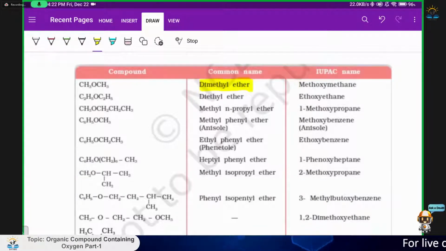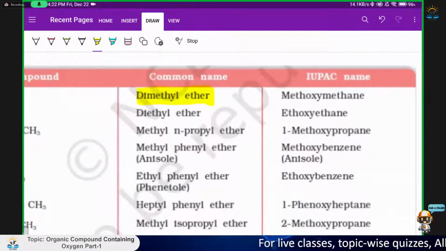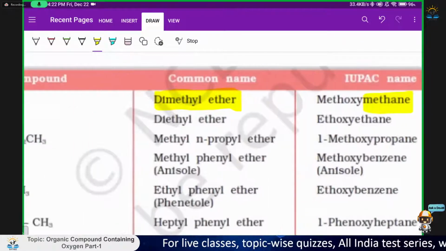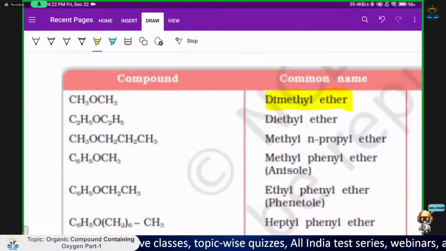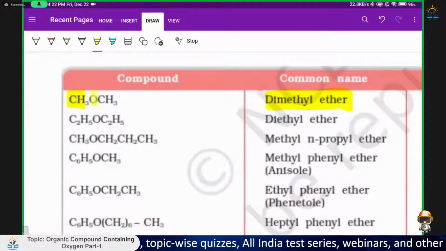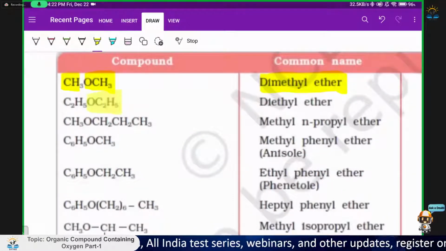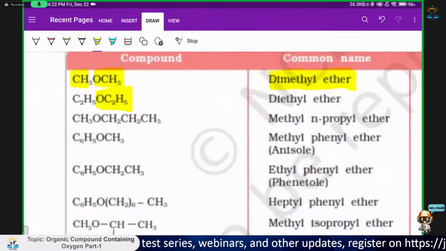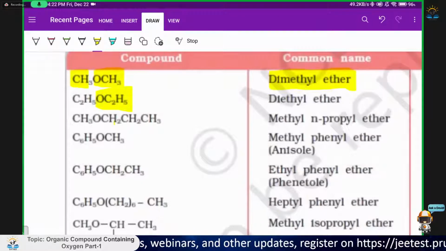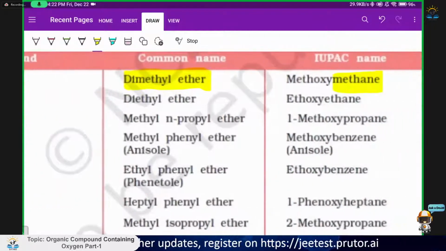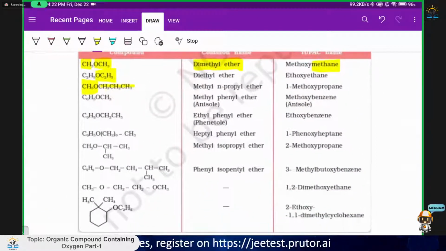So here we consider the alkoxy group as a substituent for a hydrogen atom. When we name it, we add the name with oxy as a prefix of the parent carbon chain. For example, here we take one of the CH3 groups as the parent carbon chain and the other as the substituent. So the name will be methoxymethane. Here it will be ethoxyethane. Here the propane carbon chain is the parent carbon chain, so this will be the substituent. It will be ethoxypropane. So we name the compounds in this manner.